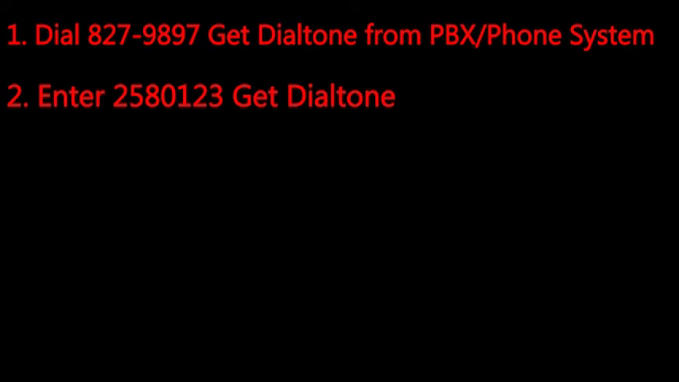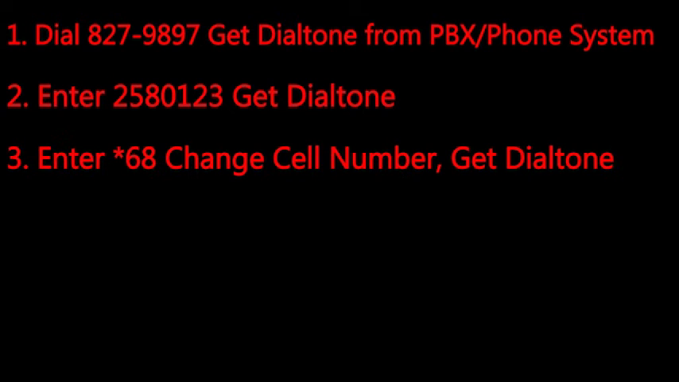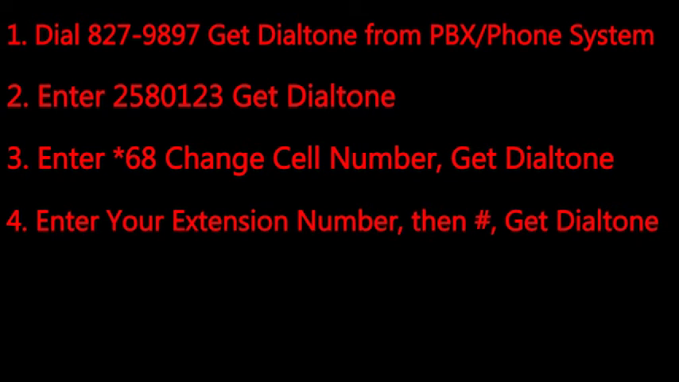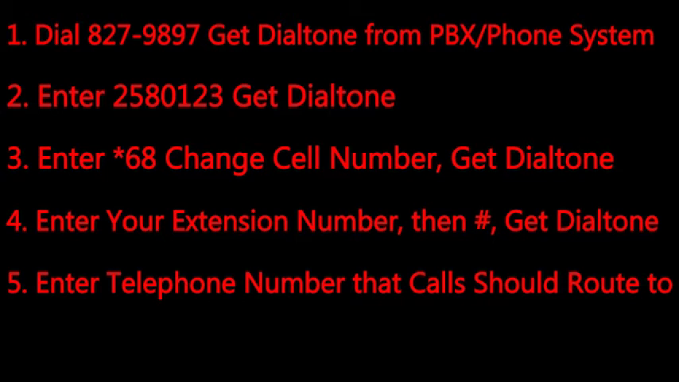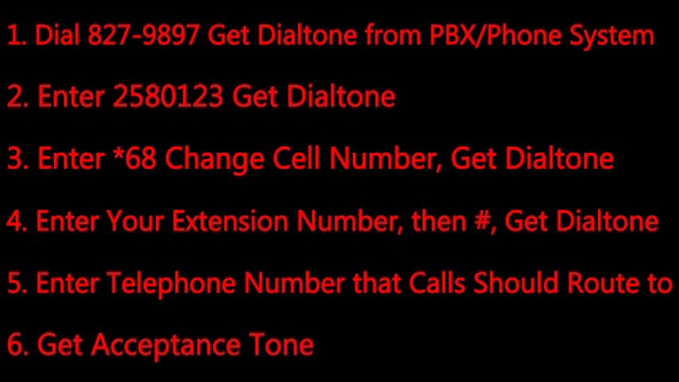Second, enter 258-0123 to get another dial tone. Third, enter *68 and get another dial tone. The fourth step is to enter your extension number, then the # to get a dial tone. 5. Enter the telephone number that calls should route to. Note that there is no need to dial 9, just dial the number. Finally, you'll get an acceptance tone and you'll know that the process is completed.